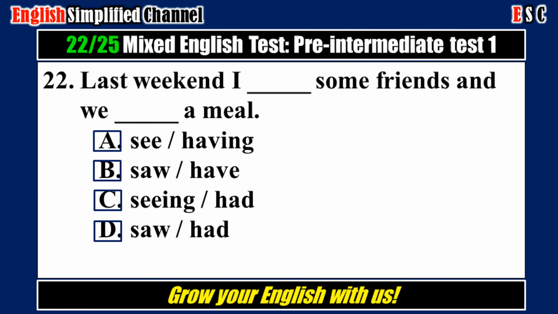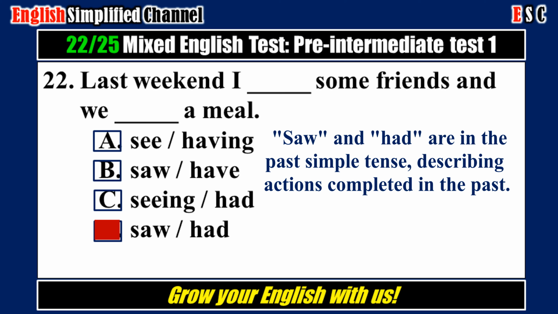22. Last weekend I, blank, some friends and we, blank, a meal. A. See, having. B. Saw, have. C. Seeing, had. D. Saw, had. 22. Last weekend I saw some friends and we had a meal. Answer. D. Saw, had. Saw and had are in the past simple tense, describing actions completed in the past.